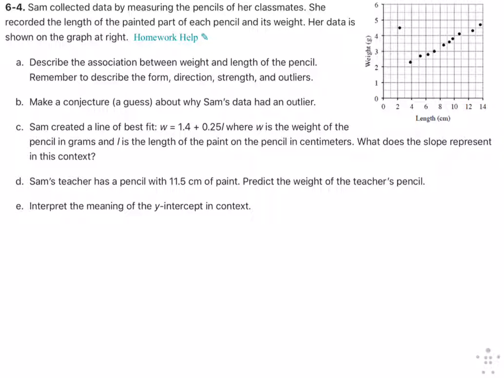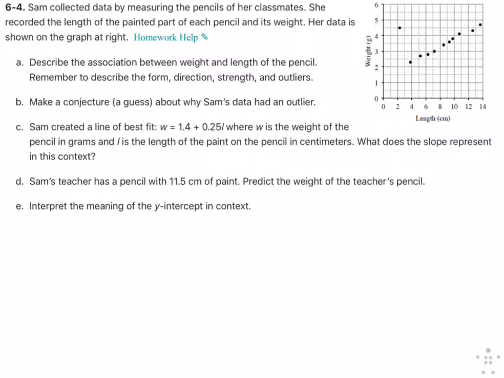Okay, so in this question, they give us a graph. And before we start reading the questions, it's always a good idea to read the description and then look at the graph to make sure that we understand what is going on. So in this question, it says that Sam collected data by measuring the pencils of her classmates. So clearly they're talking about a traditional pencil, like a yellow pencil. She recorded the length of the painted part of each pencil, and the weight.